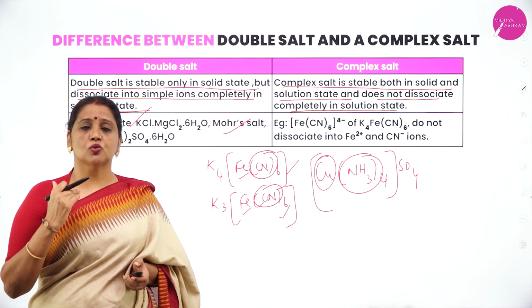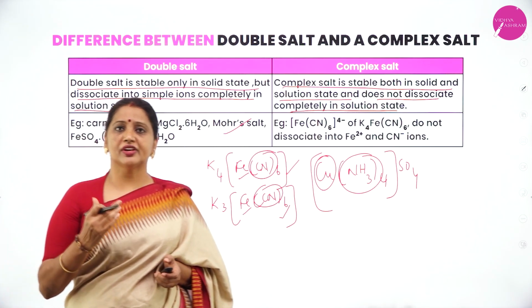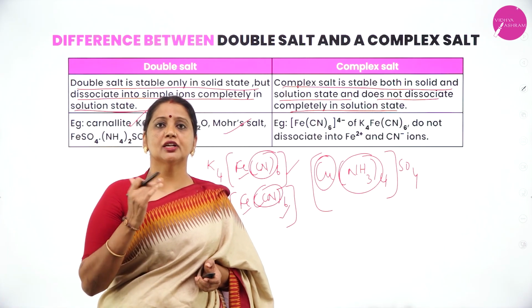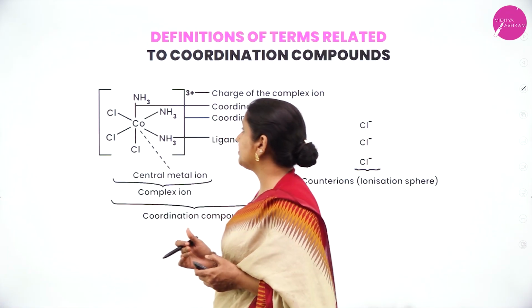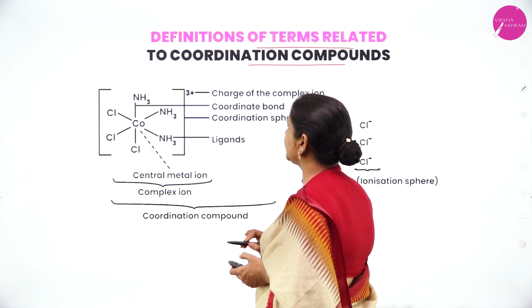What are the examples of coordination compounds? Examples of coordination compounds are potassium ferrocyanide, potassium ferricyanide, and cuprammonium sulfate. Now, the definitions or terms related to coordination compounds.